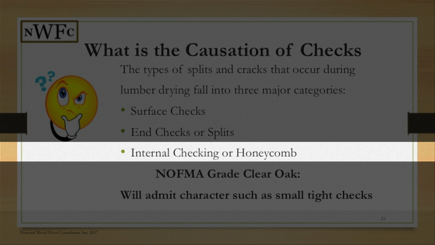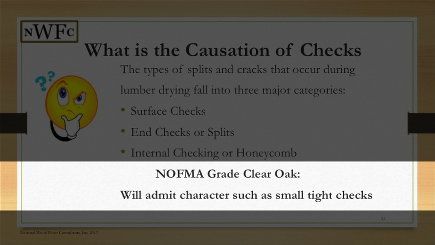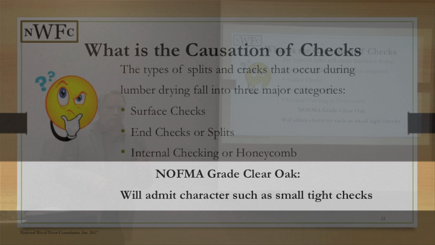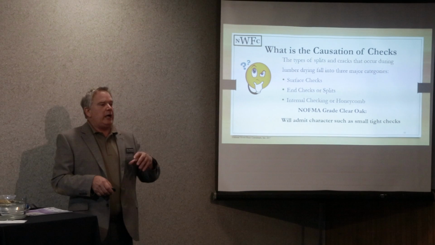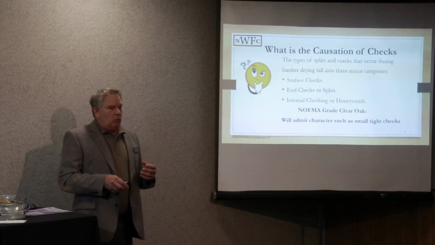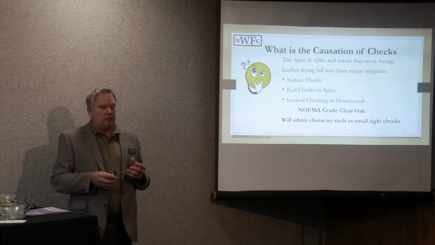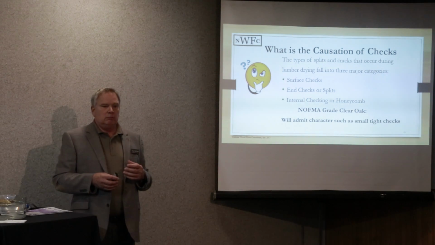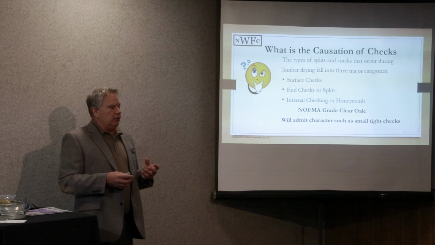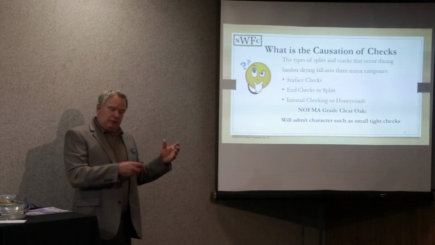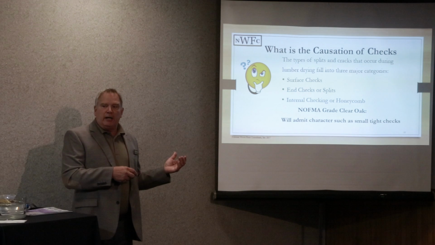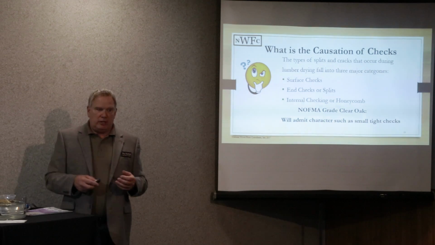So when we look at NAFMA, for example, in their clear grade oak, they will admit character such as small, tight checks. So when we start asking ourselves about the grading of material on what we sell today, I would say it is probably between 70 and 80% character grade material. Character grade material is, if clear has checks, you're going to find your character grade material also has checks.